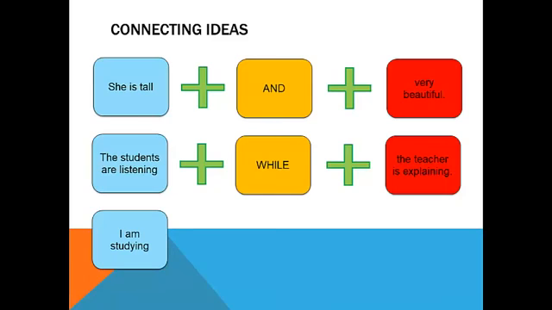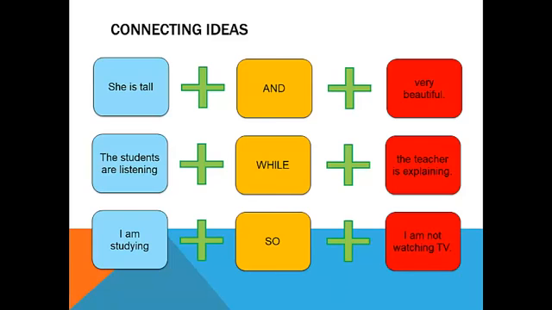Let's continue with the last example, and we can say I am studying. So, I am not watching TV. Como pueden ver aquí, yo estoy expresando de que me encuentro estudiando en estos momentos. Entonces, no me encuentro o no estoy mirando televisión. I am studying, so I'm not watching TV. Yo estoy estudiando, entonces no estoy viendo televisión.